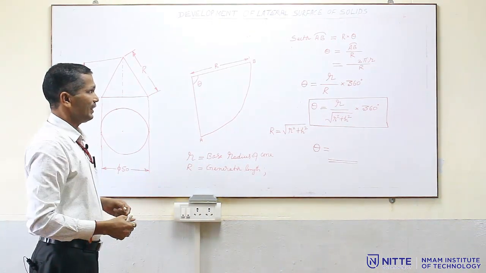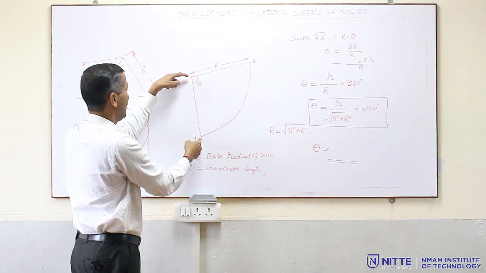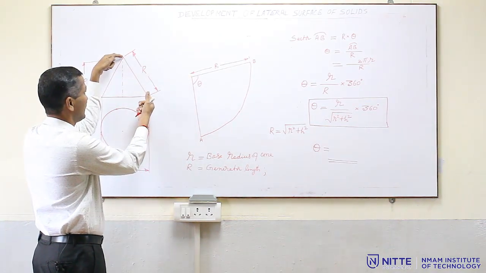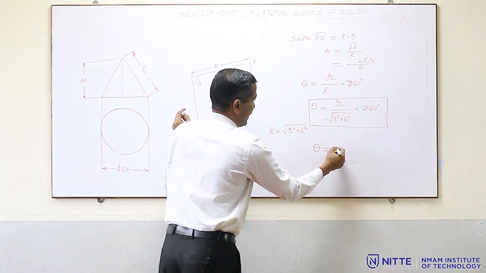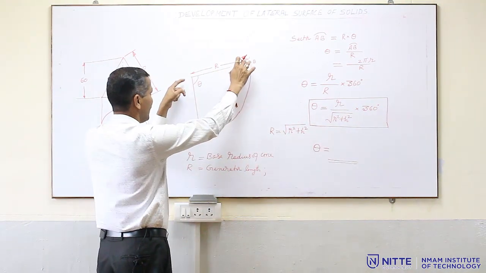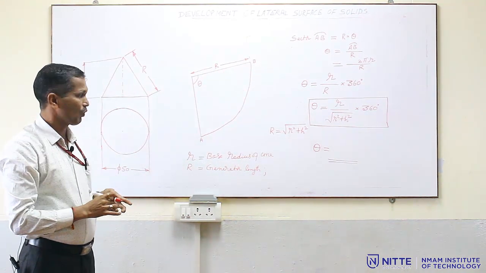Then after getting that theta value, draw a line, the length equal to the length of the generator, then mark whatever the calculated value of theta here, then draw the arc. So, that is the development for the cone.